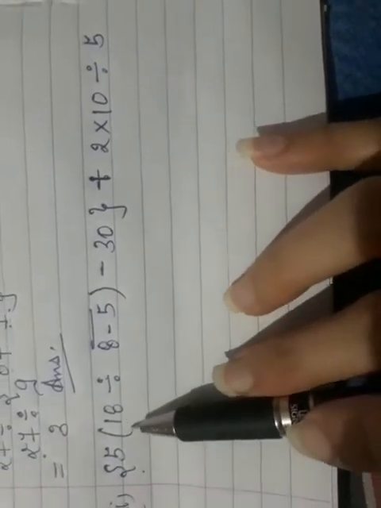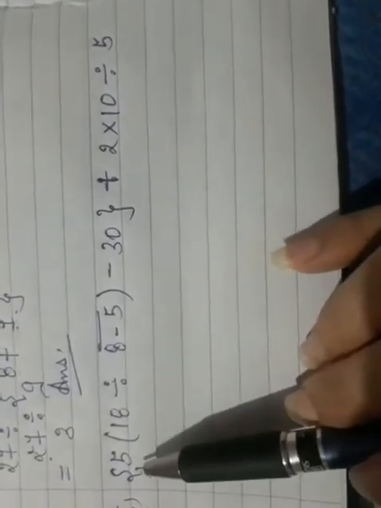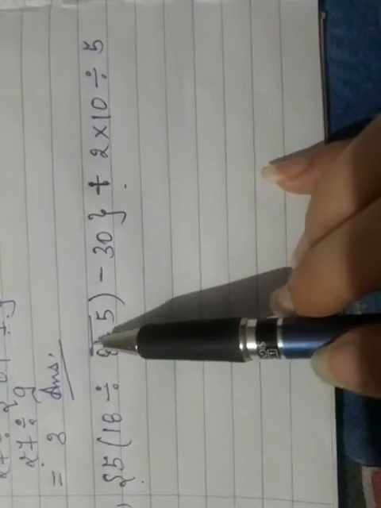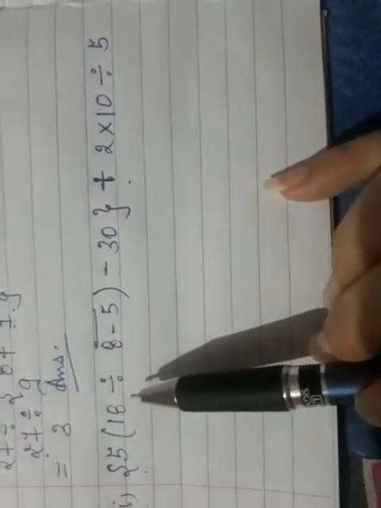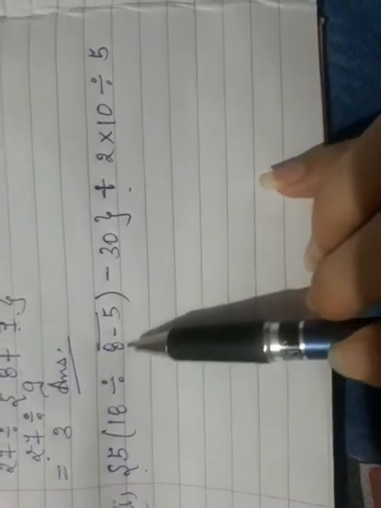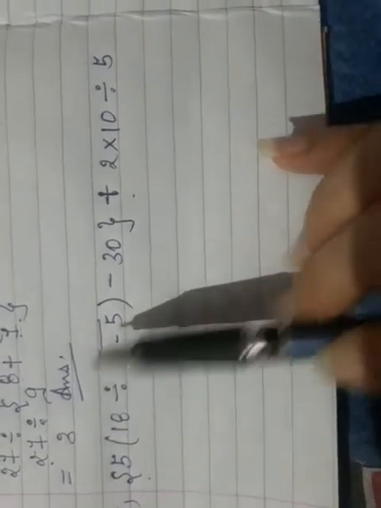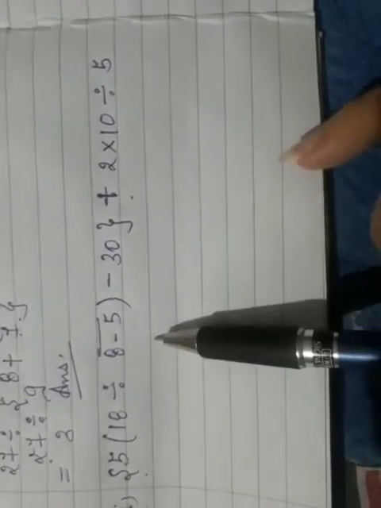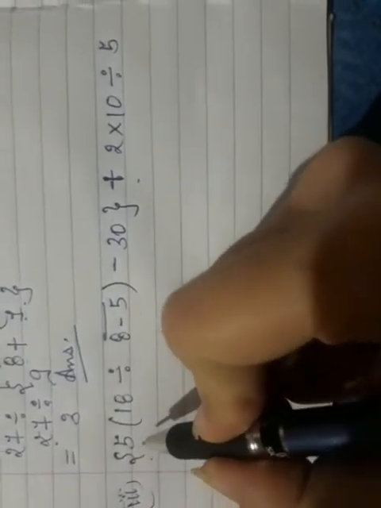Here I have taken one more question. Here you can see that there's a curly bracket, and then there's a small bracket also, and a bar is also there. So the first thing that we are going to do is solve the expression in the bar, and then the small bracket, and then the curly bracket, and then all together the remaining expression.